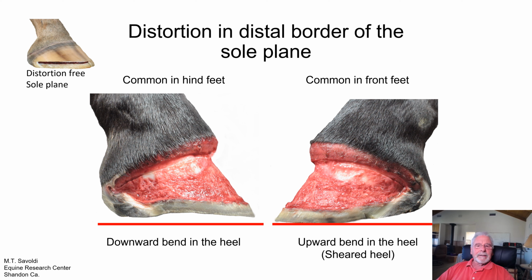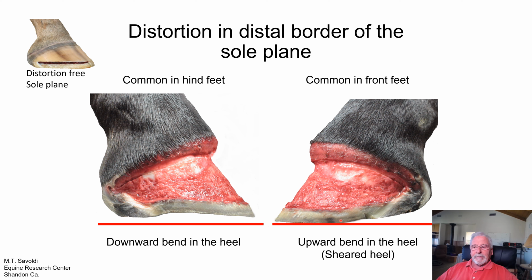Now we can look at another type of bend in the sole plane. This bend is bending upward, going up. Both of these bends are caused by length of wall in the heel. Although this foot is very common to find in hind feet. Why? Because the foot kind of runs forward. When the wall grows forward, it bends forward, and then that can pull this portion of the sole down.